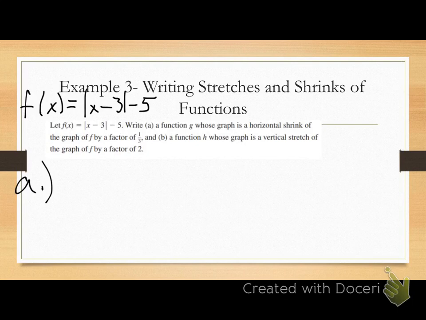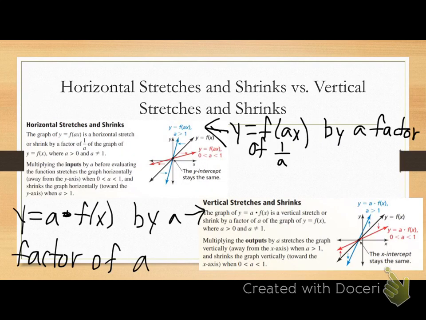Let's do this first part first. Write a function g whose graph is a horizontal shrink of the graph of f by a factor of 1/3. All right. What kind of a stretch or shrink is this? It's a horizontal shrink. Does this help? Okay. It's a horizontal shrink.